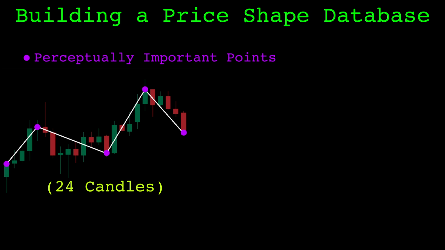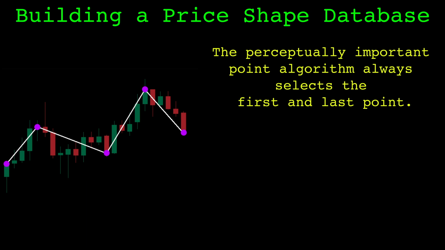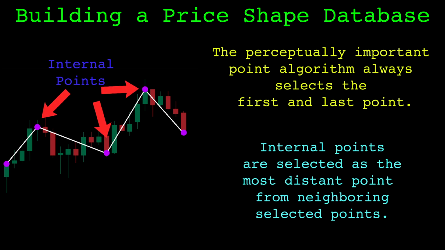In this example, we are finding 5 perceptually important points on the recent 24 candles of data. If you are unfamiliar with the perceptually important point algorithm, I cover it in detail in my chart pattern algorithms video, linked in the corner. But quickly, the perceptually important point algorithm always selects the first and last points on a section of data, then selects additional internal points by finding the point with the maximum distance from 2 adjacent selected points.